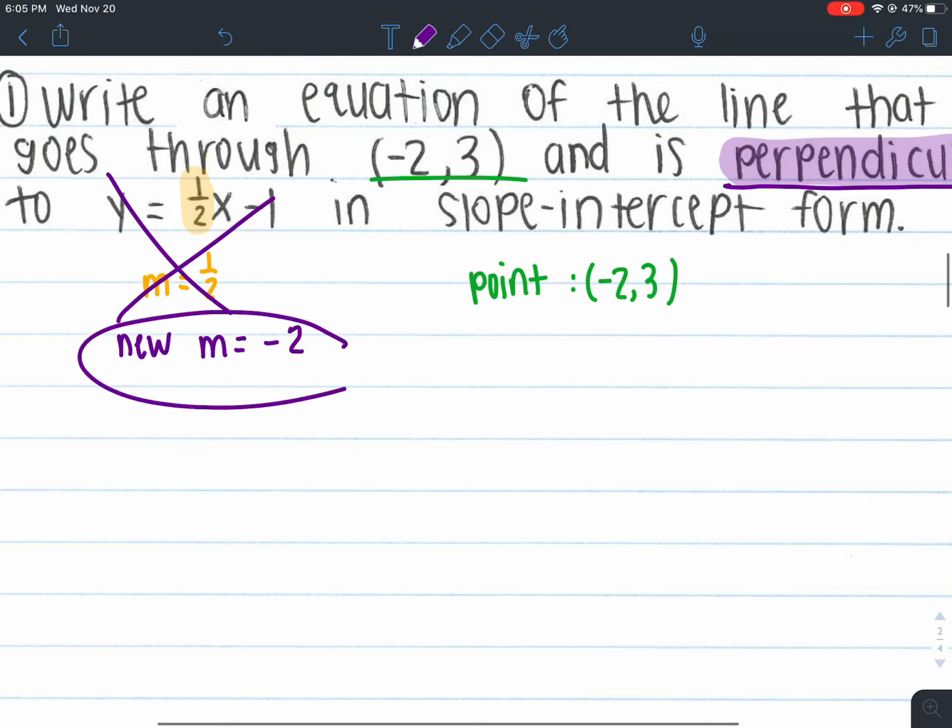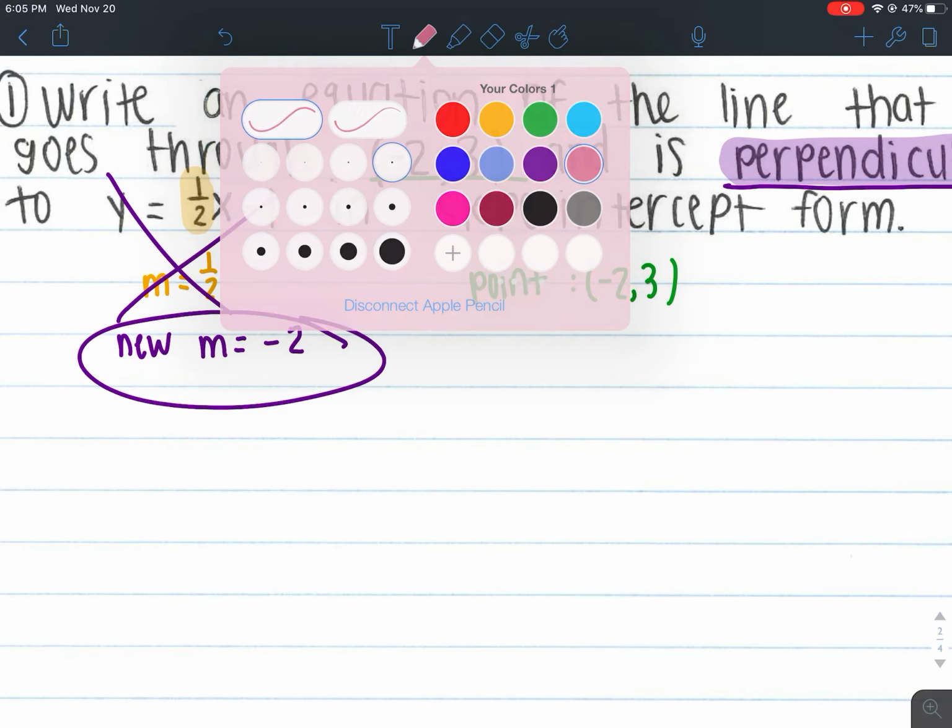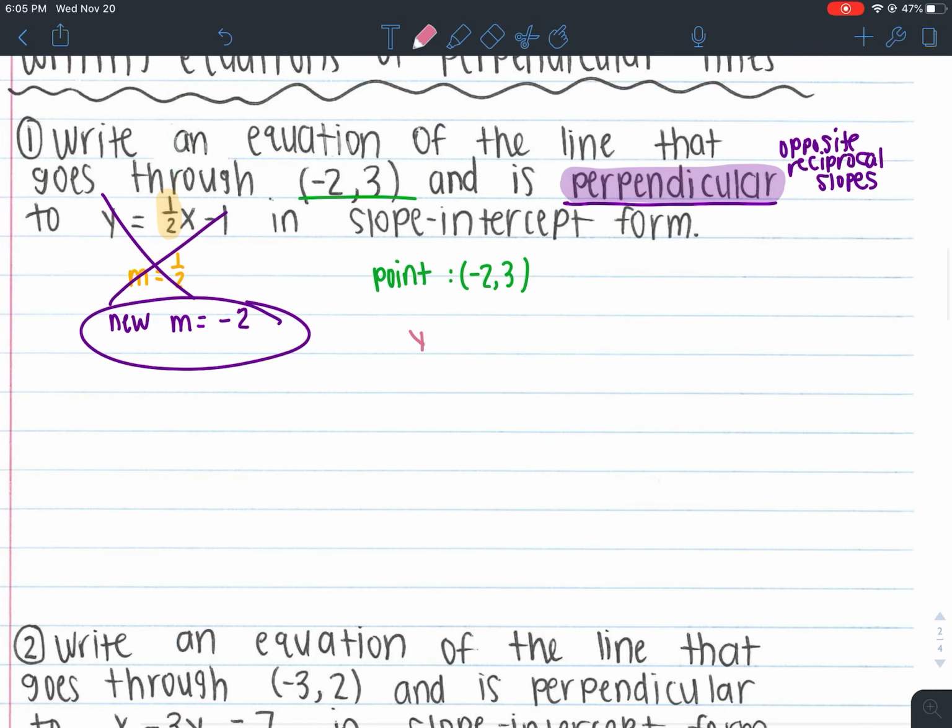So I have my new slope and my point, and that's what I'm going to use in my point slope form. Y minus 3 equals -2 times (x plus 2). Okay, I'm using my point and my slope. Now, it wants it in what form? Slope-intercept form. So I want to make sure that I'm giving it in slope-intercept form. I don't want to accidentally leave it in point slope form because I didn't read, right?